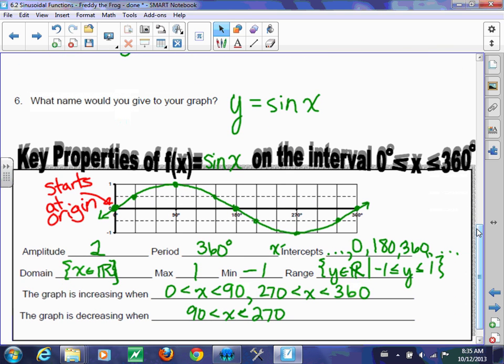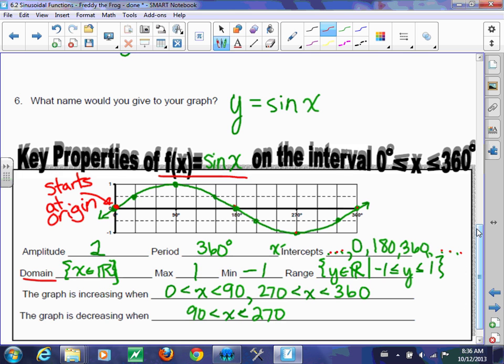Please fill in here, guys, the key properties for f(x) equals sine x, between 0 and 360 degrees. One thing to notice about sine x is that it starts at the origin, then goes to its maximum, back to its axis, to its minimum, and then back to its axis. The amplitude for this base function is 1, the period is 360 degrees, and your x-intercepts occur at 0, 180 and 360, but notice I've got dot dot dot in front of it and after it. Just remember that this is a continuous function, so it keeps going from negative infinity to positive infinity. So how do we state that?